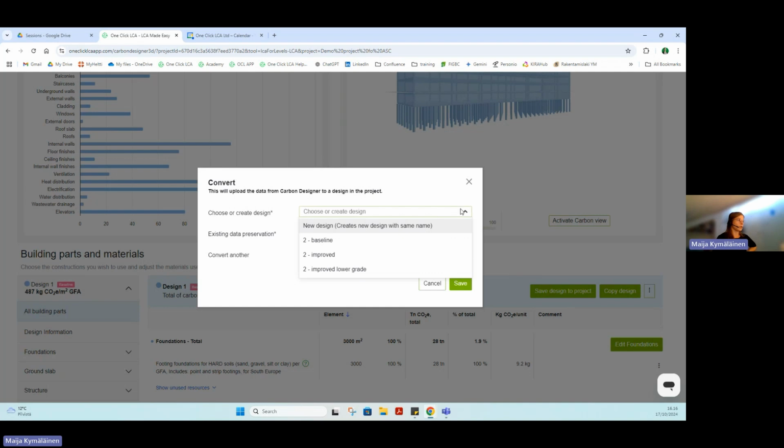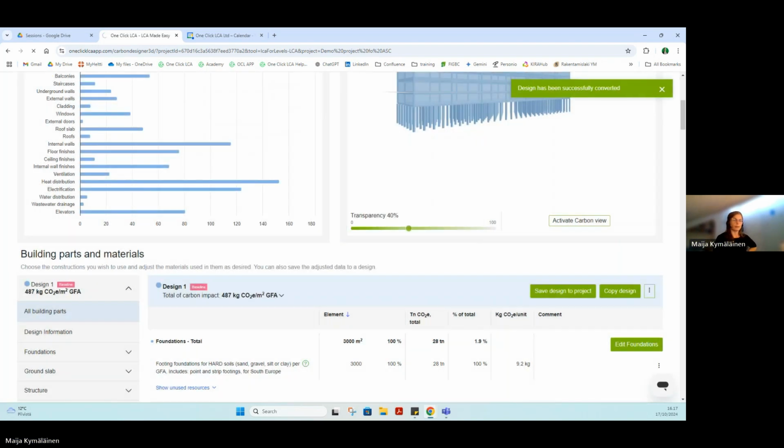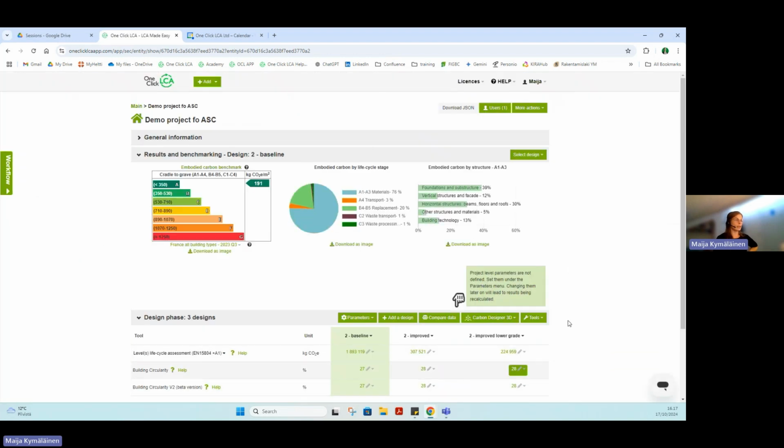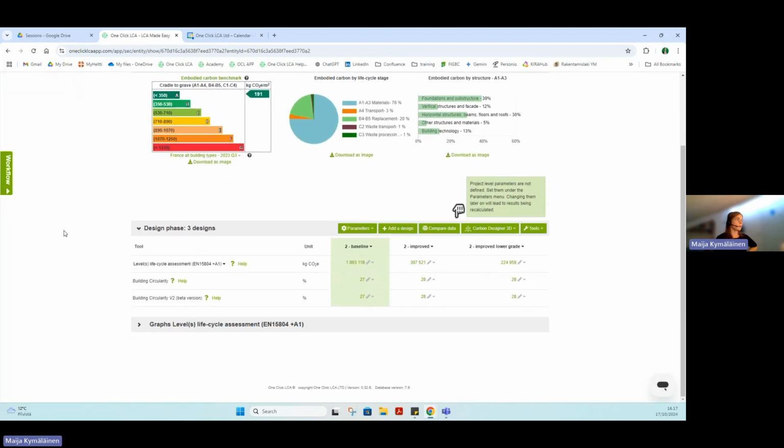All right, so now this is not grayed out anymore, so I can choose which one to take. Let's put it to baseline, for example. We can save this one. And then we could also take another of these designs with us if we click the convert another box. But yeah, so this is now saving. And it says it has been successfully converted, and it automatically takes us back to the project main page.